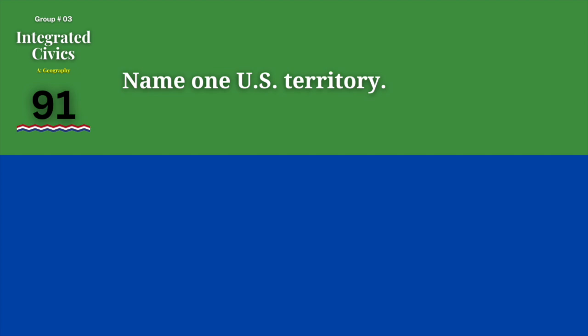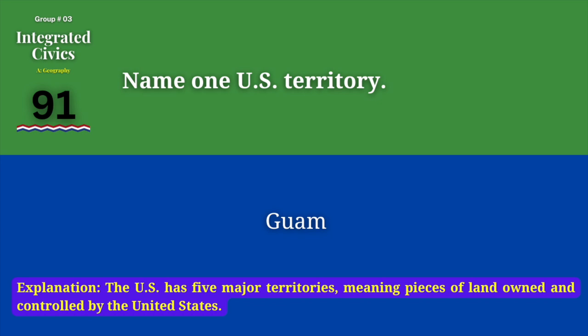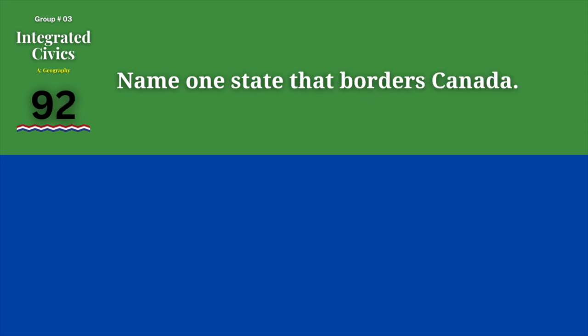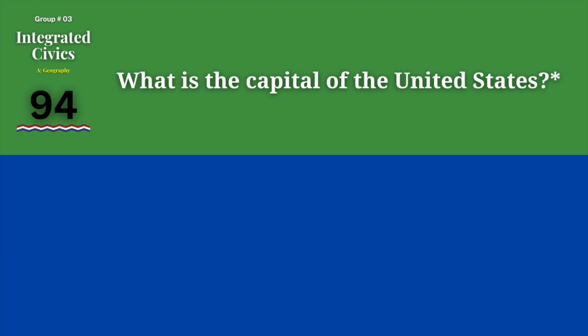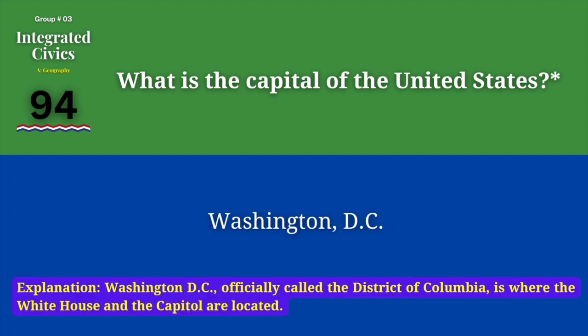Name one U.S. territory. Guam. Name one state that borders Canada. New York. Name one state that borders Mexico. California. What is the capital of the United States? Washington, D.C.